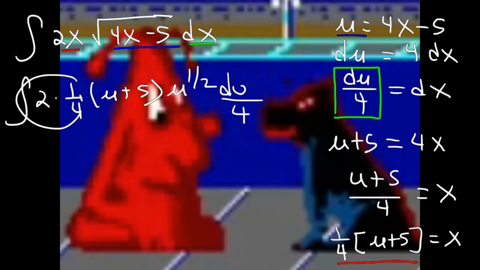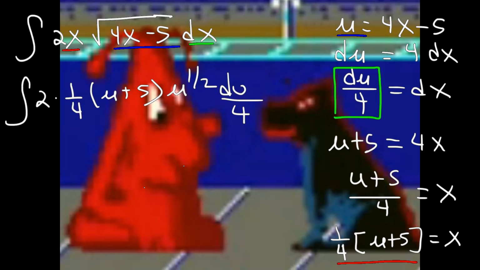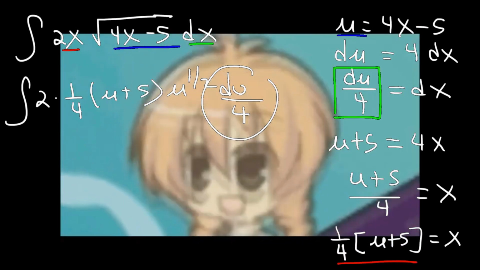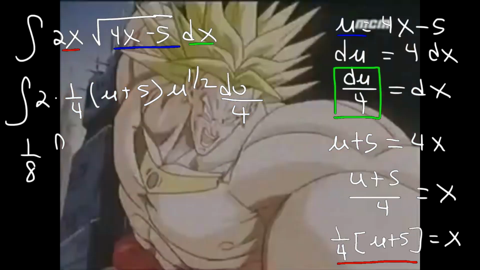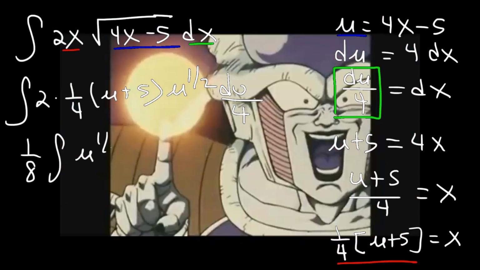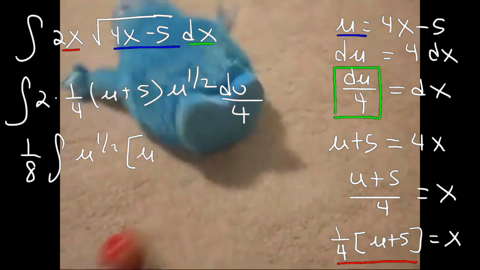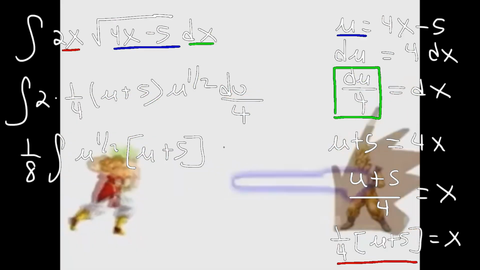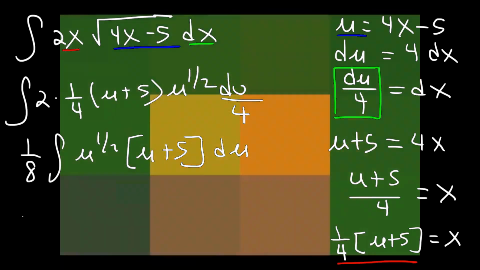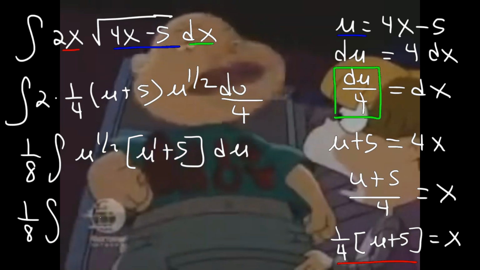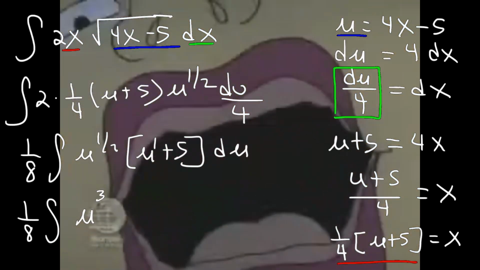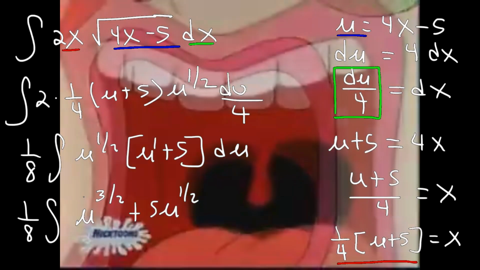So 2 times 1/4 is 1/2, and 1/2 times 1 over 4 is 1/8. So we can move the 1/8 to the front, and then we have u to the 1/2 times u plus 5. Now let's distribute u to the 1/2. So u to the 1/2 times u to the first power, 1/2 plus 1, that's going to be 3 over 2. And then plus 5 u to the 1/2.